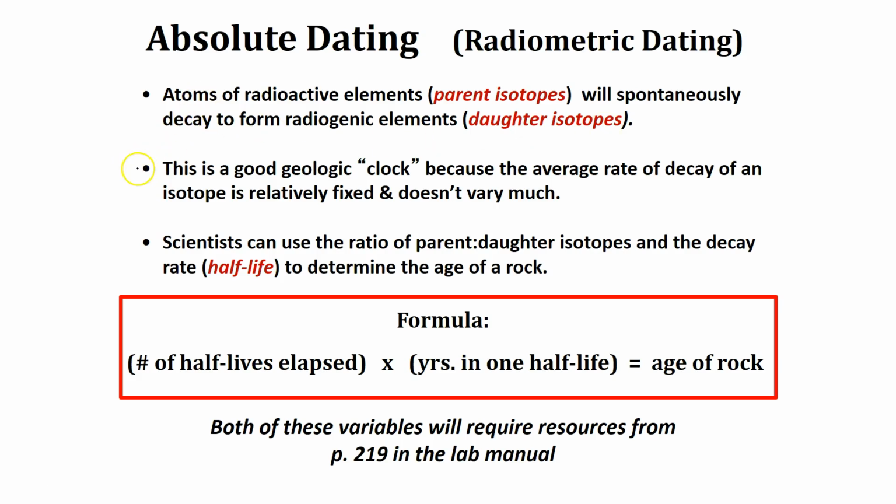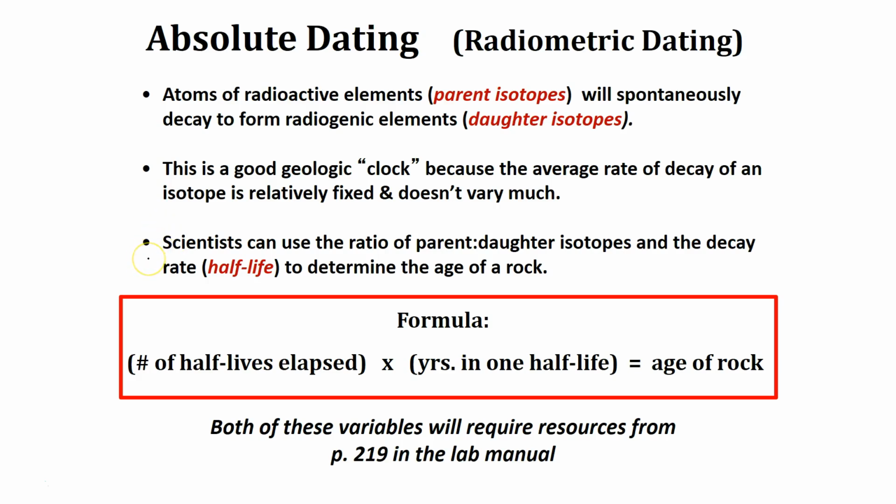Now, why do we care? Turns out that this process is a good geologic clock because the average rate of decay of an isotope is relatively fixed and it doesn't vary too much. So the rate at which a radioactive isotope decays is constant, and we know what those values are. So if we know how fast these radioactive isotopes are decaying, then we can use that to backtrack and calculate the age of a rock.